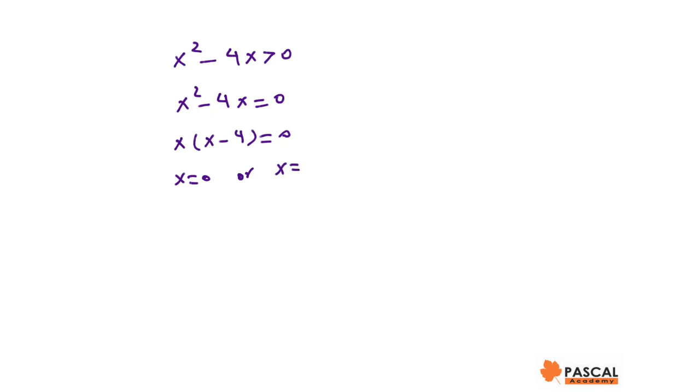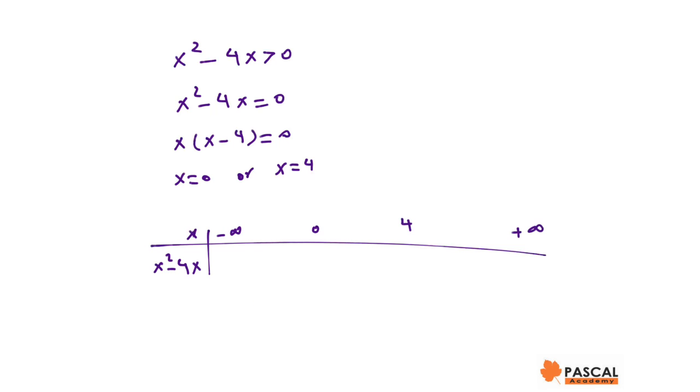How do we solve a nonlinear inequality? To solve a nonlinear inequality, we make it an equation first and we find the x values. x is 0 or x is 4. We partition the real numbers using 0 and 4. We make this table, which is called an interval chart or sign chart.